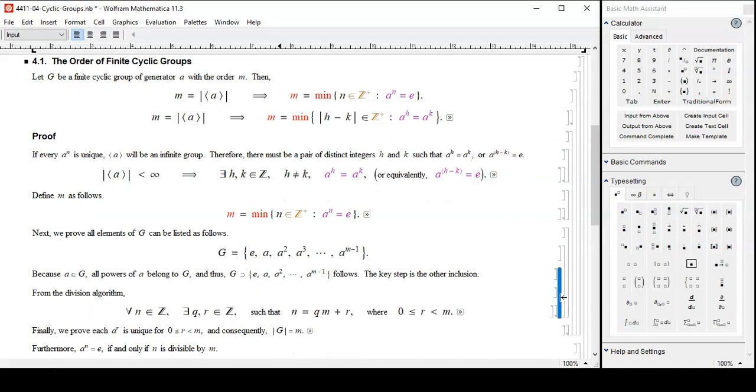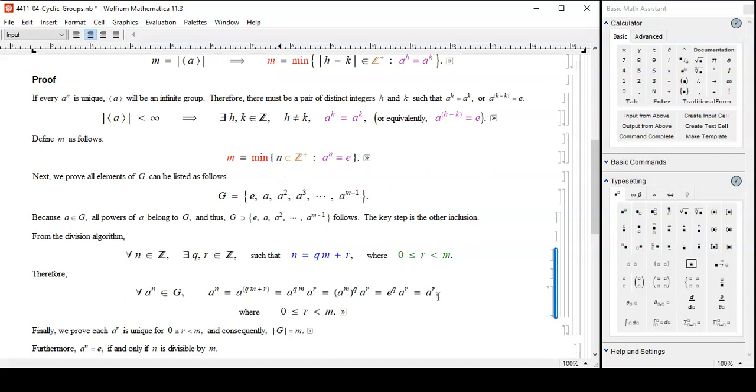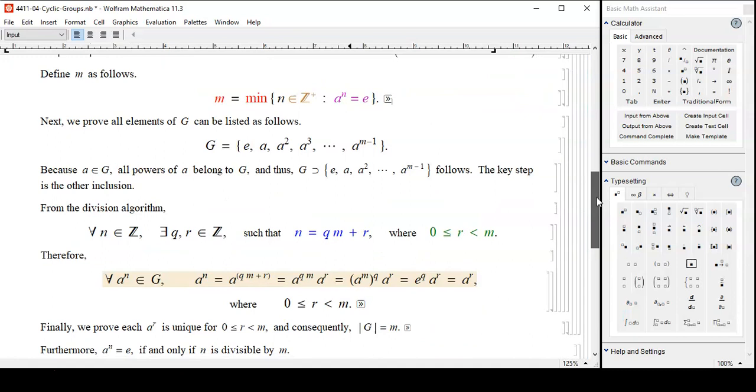Well, we use the division algorithm. Take arbitrary n and divide by m, and we have this, blue and green. n, the dividend, is q times m plus r, the quotient times divisor plus the remainder, and the remainder is greater than or equal to 0 and strictly less than m, the divisor. And then we can do a to the nth power computation like this. Can you read it? Let me expand the font so that you can read it better.